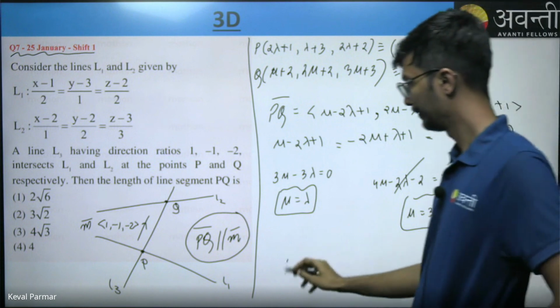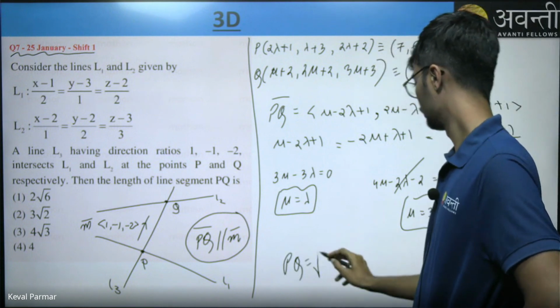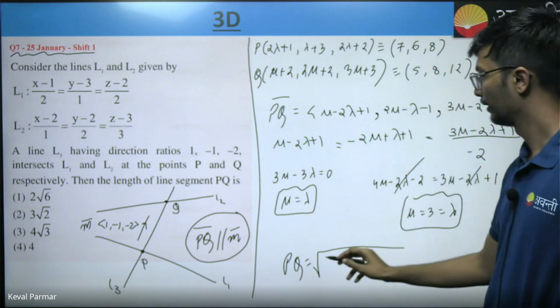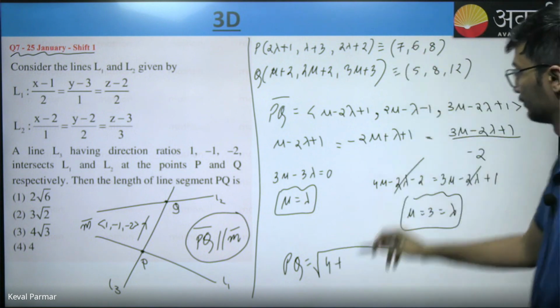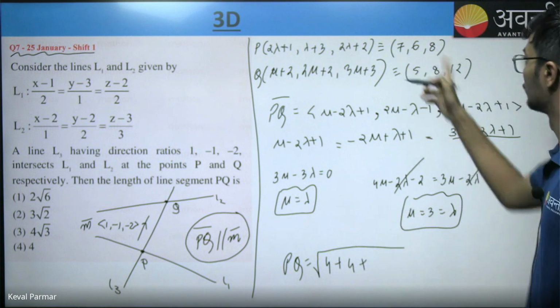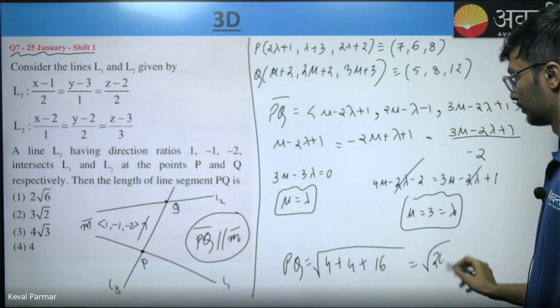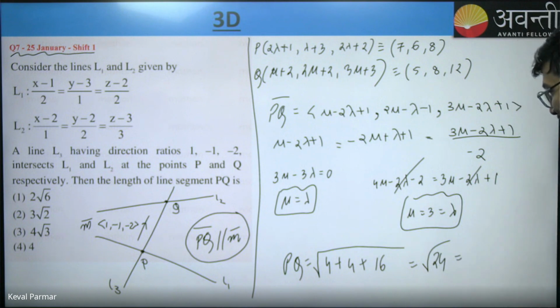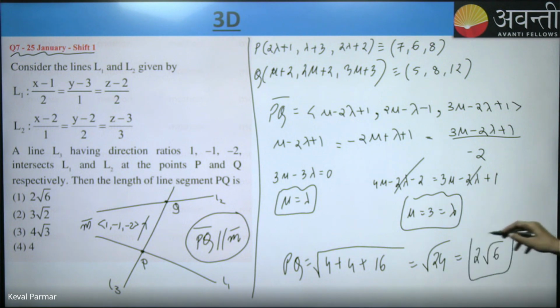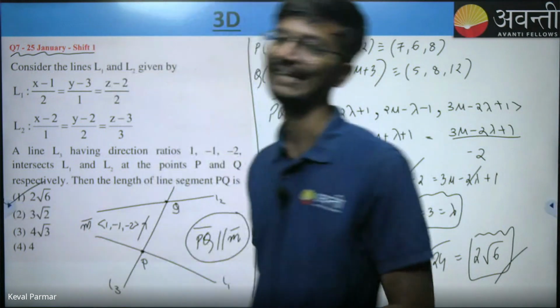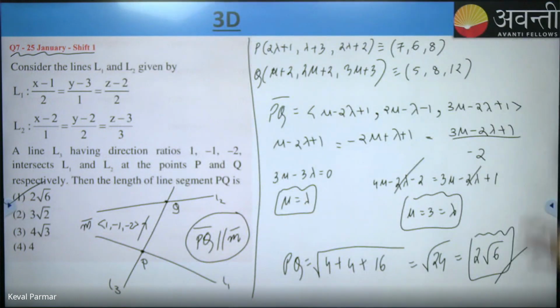So the distance PQ will be equal to the square root of this minus this whole square, which is 4, plus this minus this whole square, which is 4, plus this minus this whole square, which is 16. So under root of 24. What is the square root of 24? 2 root 6. So 2 root 6 means answer A. Got it, guys? Let's see the next.